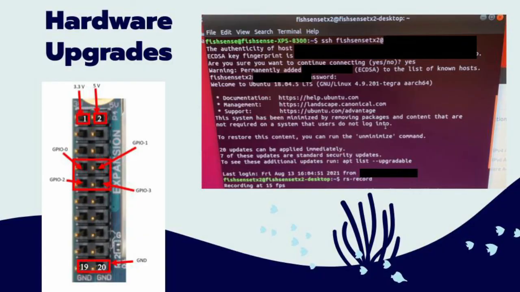Functionality of the TX2 was investigated by accessing the TX2's GPIO pins and by SSHing into the TX2 without internet, which will make deployments run much more smoothly.